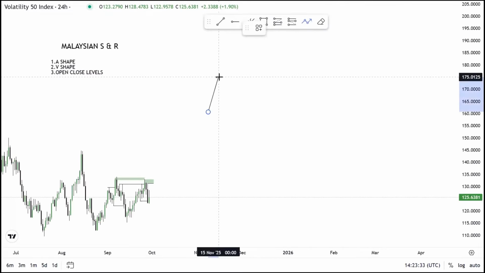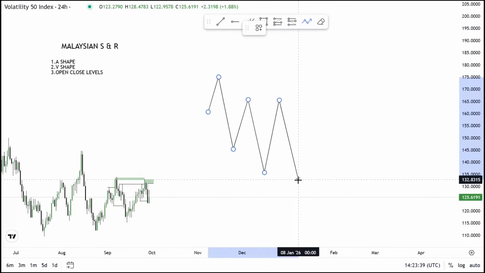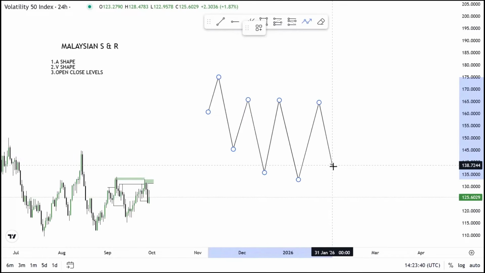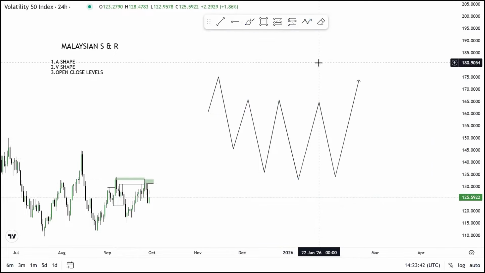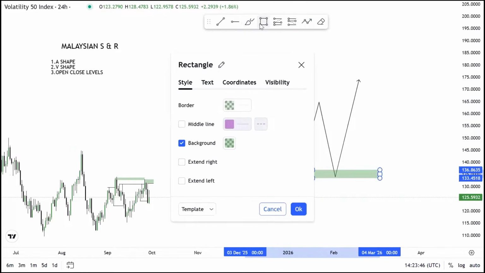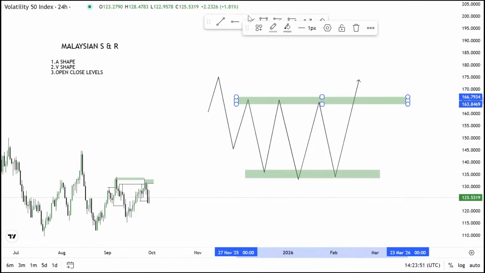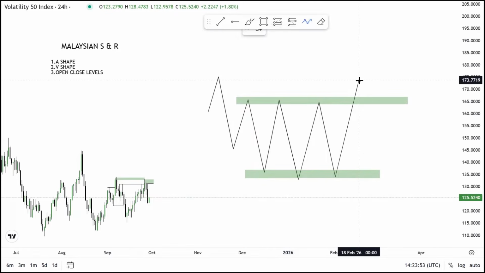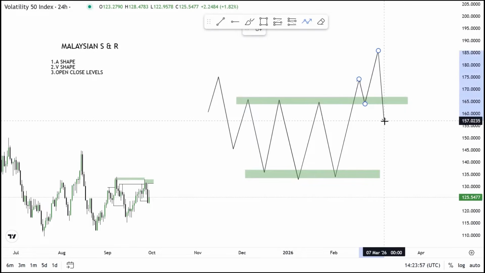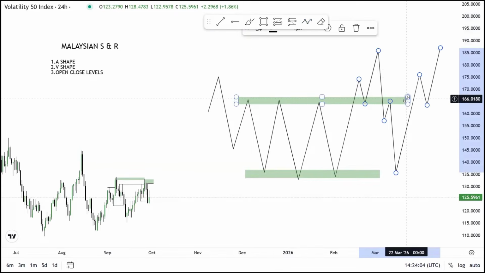Once the market is resisting a particular area, that becomes a resistance. Once the market is rejecting off a level, that's called a support. So something like this is a support, something like this is a resistance. This is just the basic support and resistance stuff. When the resistance breaks, it turns to support. When your support breaks, it turns to resistance.